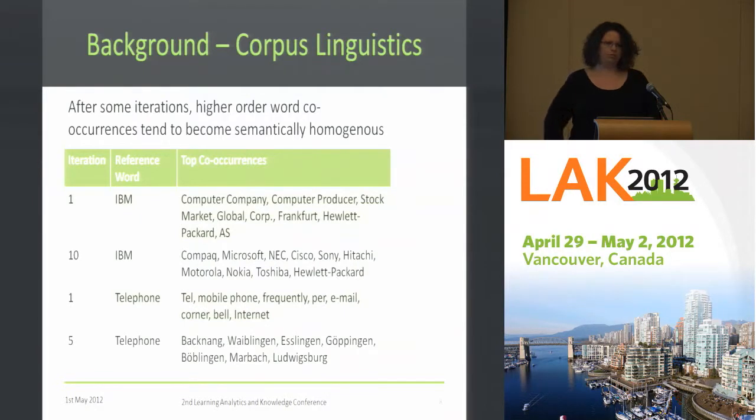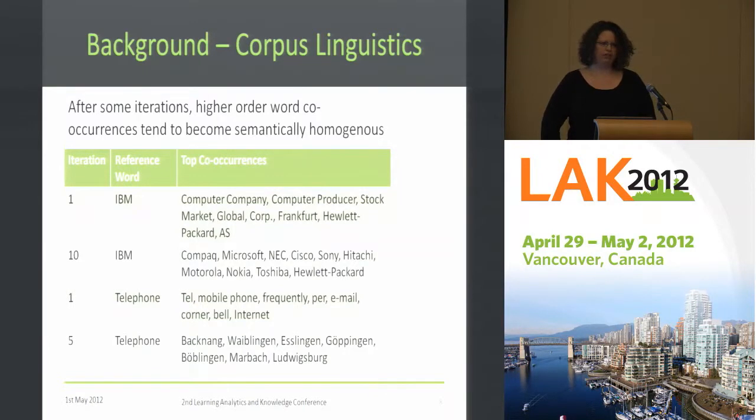So what happens with these higher order co-occurrences? After a while, the clusters of higher order co-occurrences get stable. They don't change anymore. So the 5th order co-occurrences, the 6th order co-occurrences, and so on are the same clusters. And they tend to be semantically homogeneous.